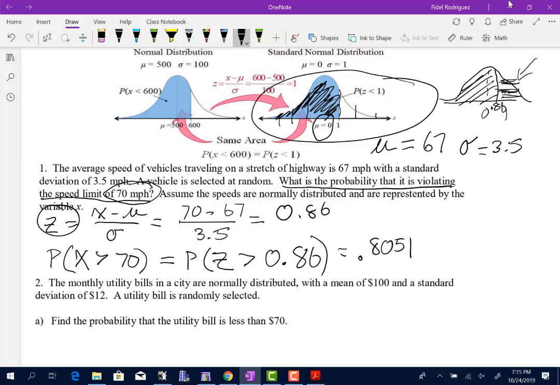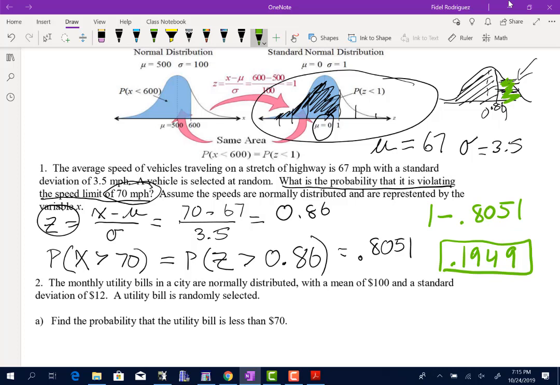So if we want to find the area to the right, very good. So we're going to go 1 minus 0.8051. Anybody know what number you come up with? 0.1949? There we go. 0.1949, right? So what's the probability that a car is speeding or breaking the speed limit? 0.1949, or like 19.49%. But we can just leave it as decimals, okay?